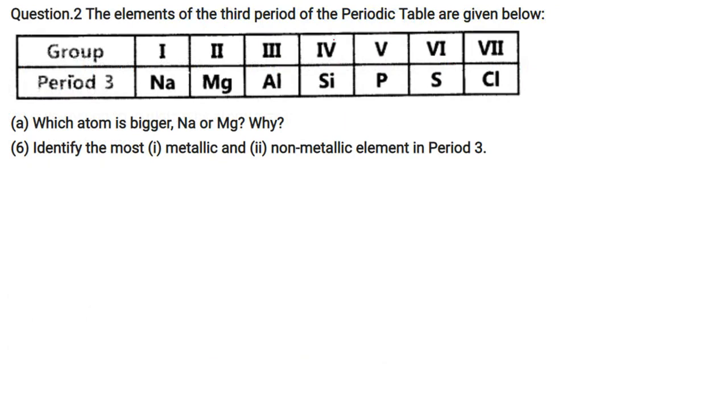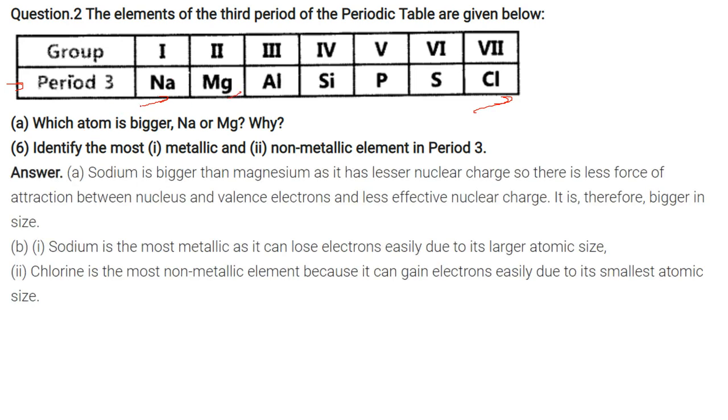The elements of the third period of the periodic table are like this, from sodium to chlorine. This is a group and we are talking about a period. Which atom is bigger, sodium or magnesium? Sodium is bigger than magnesium as it has lesser nuclear charge. So there is less force of attraction between the nucleus and the valence electron, thereby less effective nuclear charge. Therefore, it is bigger in size.